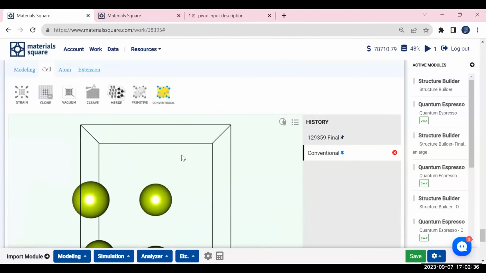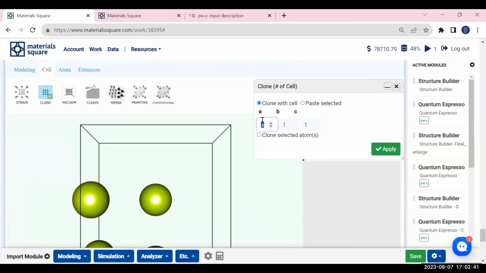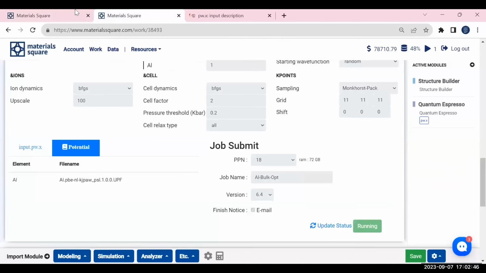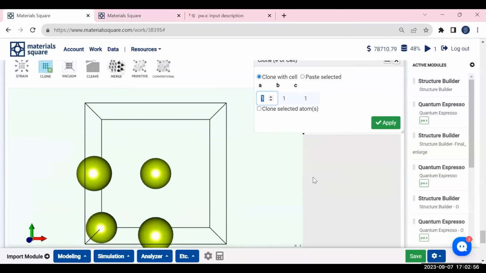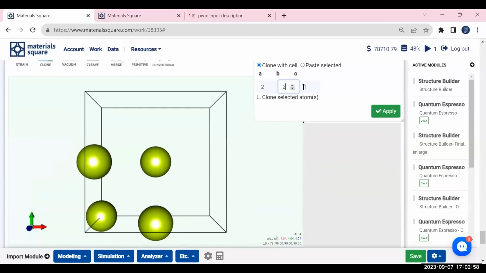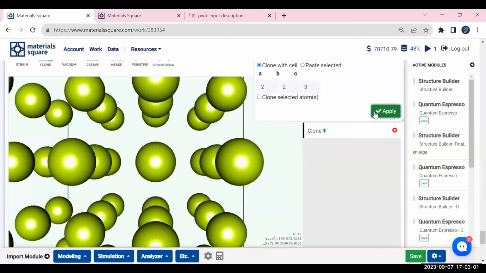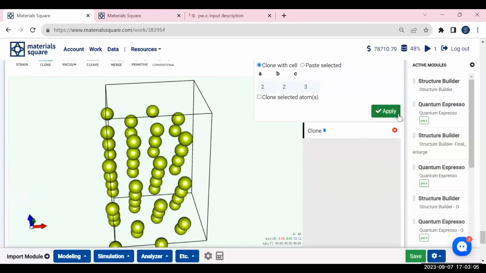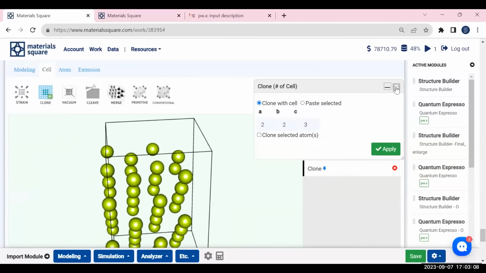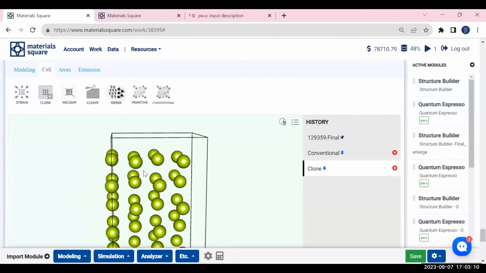Now I have to clone my structure. I have to enlarge my structure, so you will do clone. How many atoms are in here? Let's just see. I think it was 48 atoms, right? So we have to make it like, okay, 2 by 2, I think. Okay, 48. So we have a 48-atom structure of aluminum, which is my current structure.